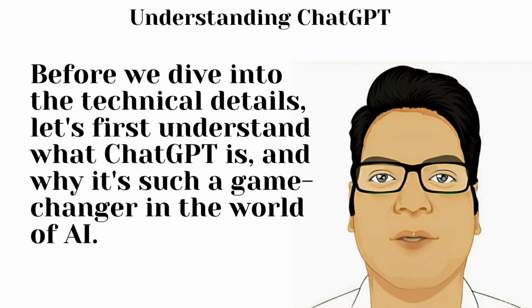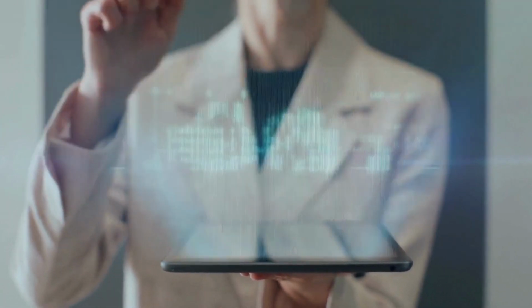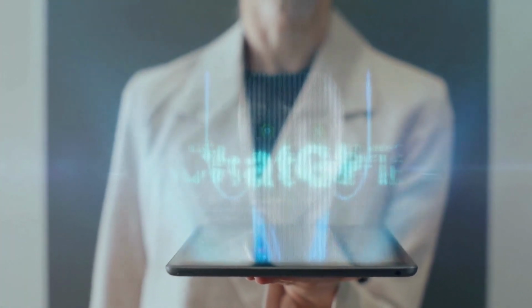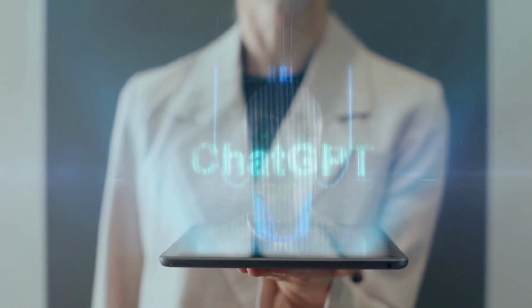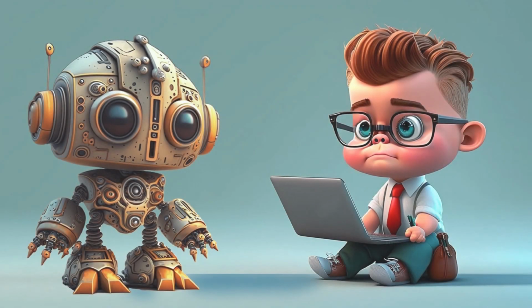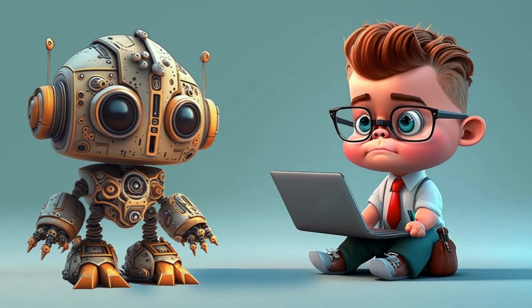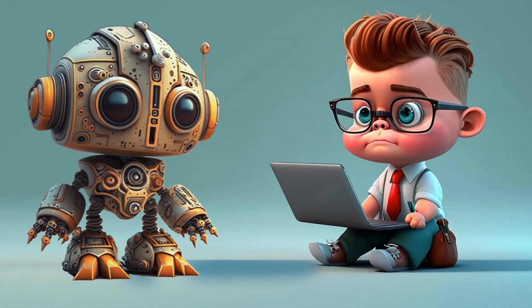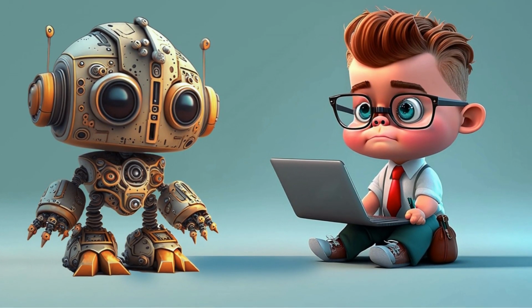Understanding ChatGPT. Before we dive into the technical details, let's first understand what ChatGPT is and why it's such a game changer in the world of AI. ChatGPT is an advanced language model developed by OpenAI. It's designed to generate human-like text based on the input it receives. In essence, it can have natural-sounding conversations, making it perfect for building chatbots that engage users in meaningful interactions.